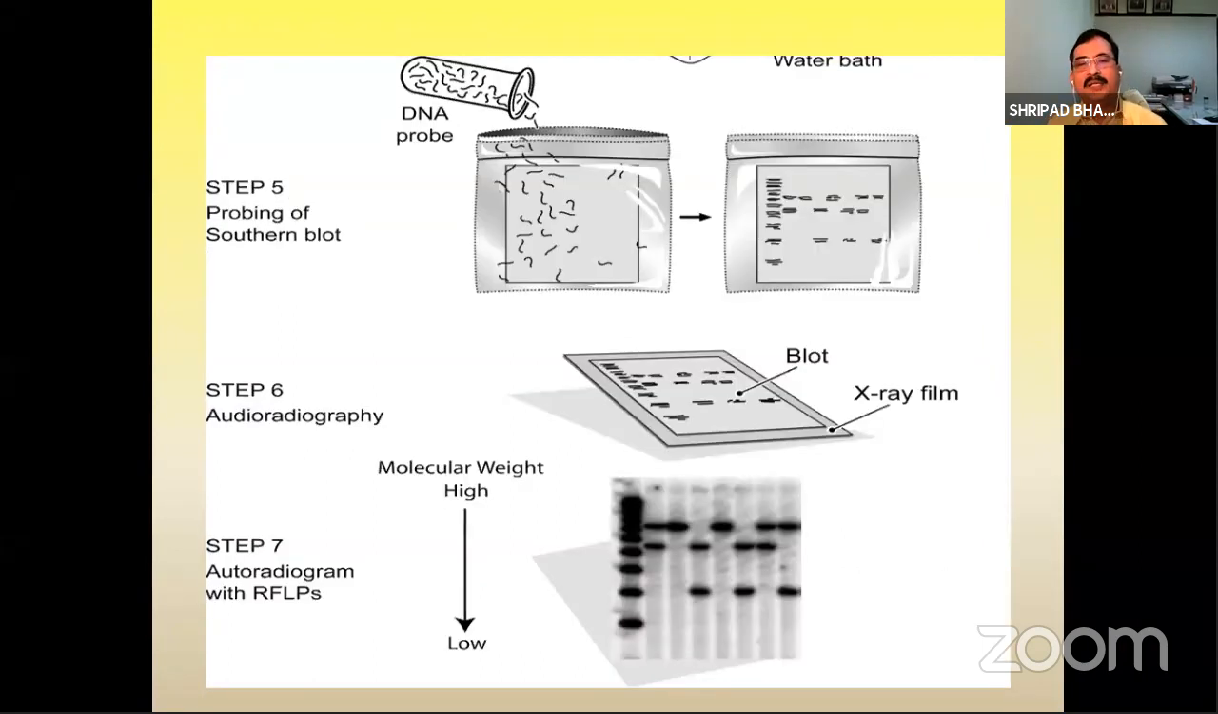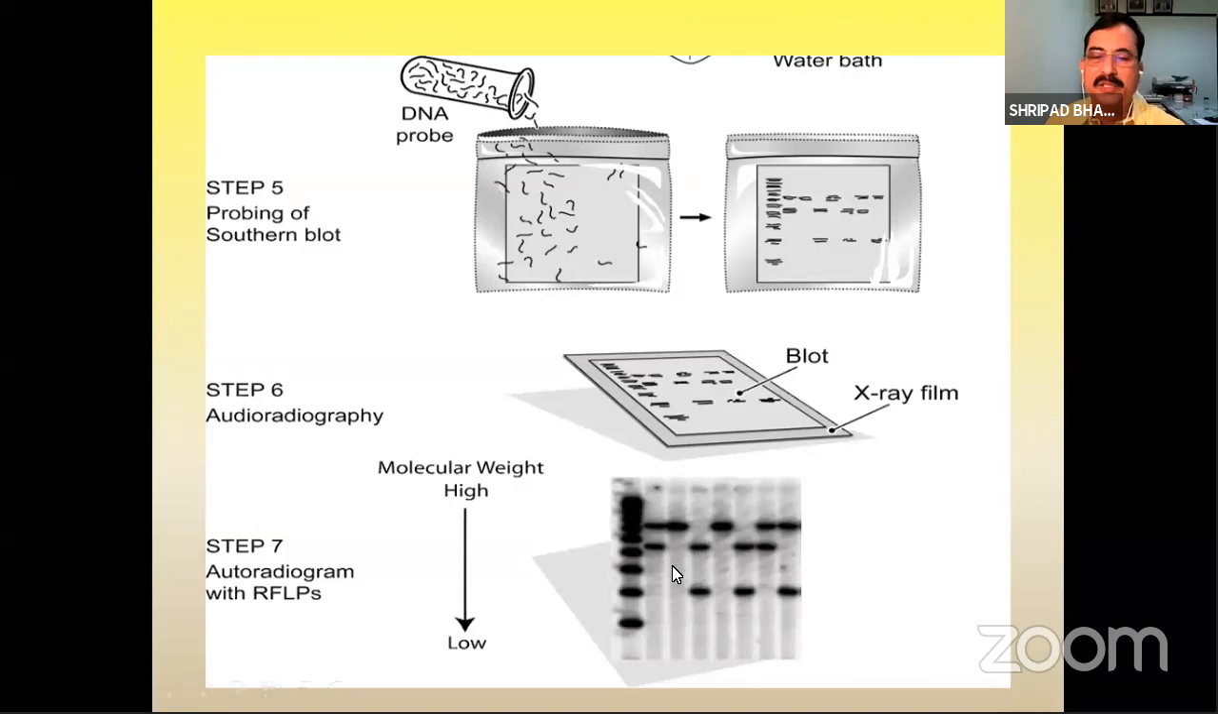And later, we hybridize those DNA with some DNA probe. And finally, we go for autoradiography. Just like earlier, we used to do this photography in the dark room. So this is a similar way we develop these photographs.